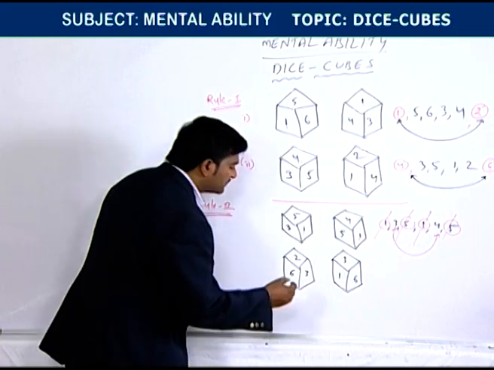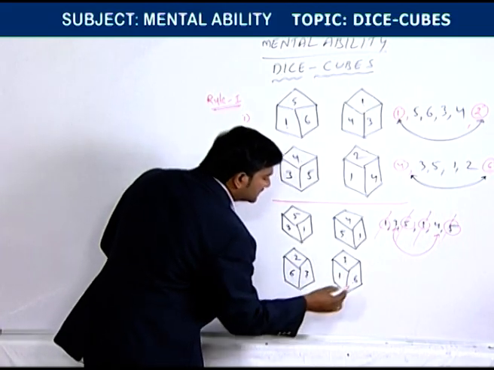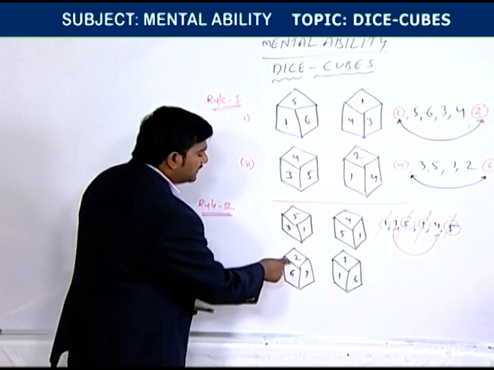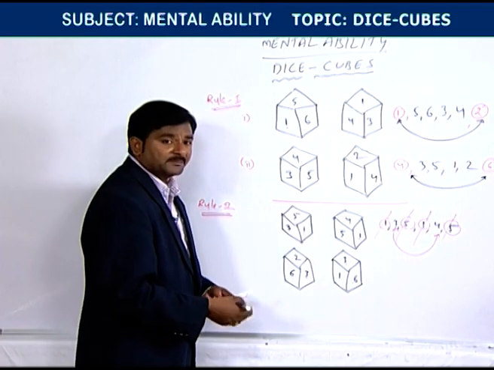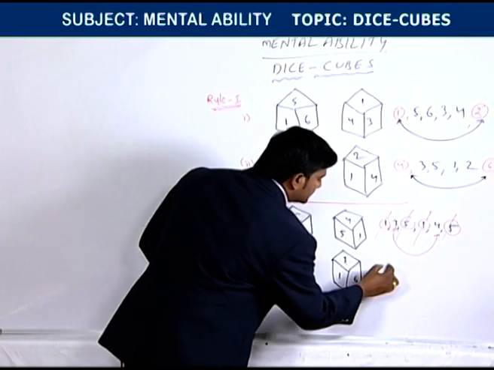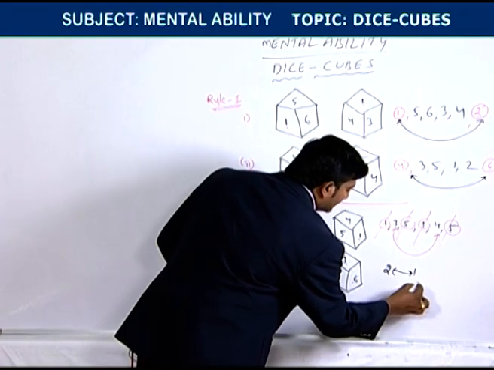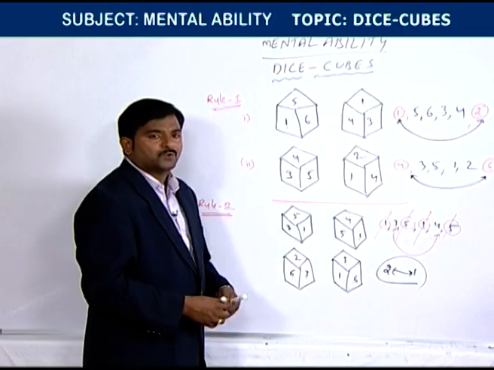See, observe here. Here also, a beautiful concept. 3 and 6 are common. So what can you say here? Here 2 is left, here 1 is left. So the remaining numbers are always opposite to each other. Hence 2 is always opposite to 1. This is about rule 2.